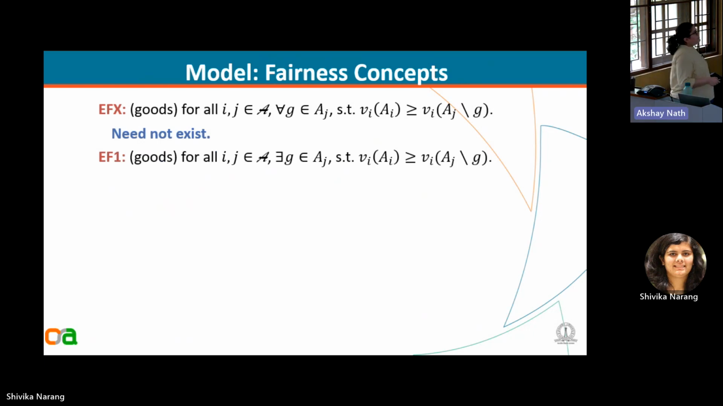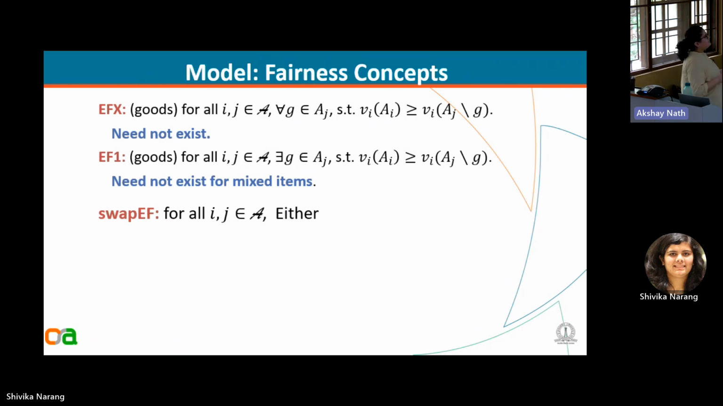Then we also have EF1, which we had just discussed for the earlier setting. Here we do not remove just any good, since any good's removal might not lead to mitigation of envy, but there must exist one item in the other person's bundle which, if I remove it, the envy is mitigated. This we find does not exist even for identical valuations, and now we also have mixed items. So items can be good or bad. I can get positive or negative values, right?